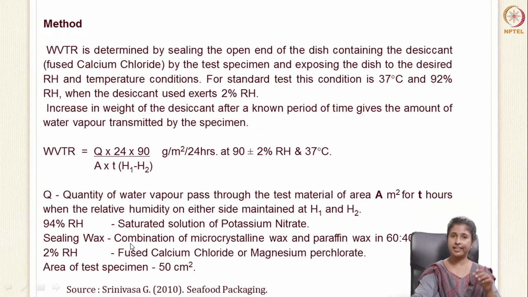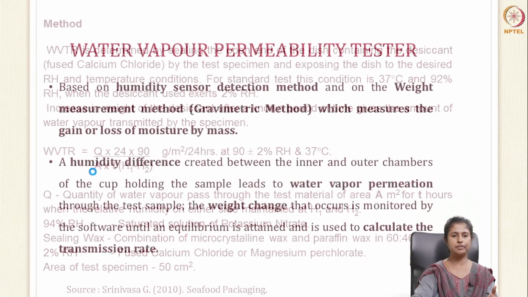And the sealing wax that you use to seal the ends so that no water vapor will get in through the sides is usually a combination of microcrystalline wax and paraffin wax in a 60:40 ratio. And the area of the test specimens is mostly 50 centimeters square. So depending on the area, you can substitute here and find out what your water vapor transmission rate is.